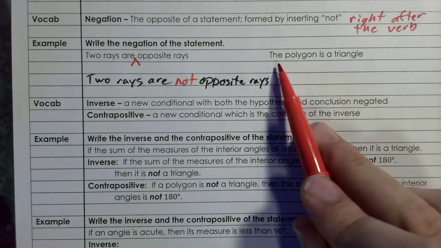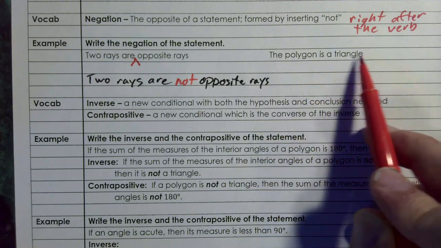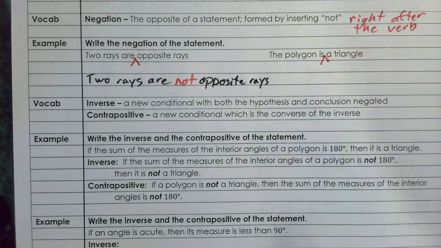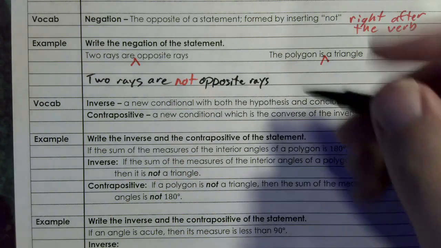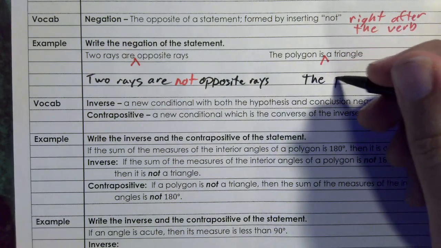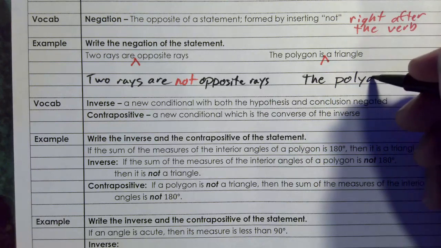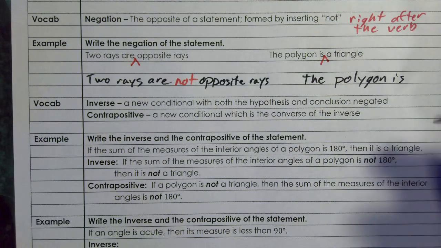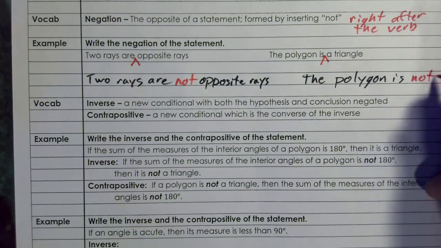If we've got this phrase, the polygon is a triangle, here is our verb right there, is. And then right after the is is where we want to put that not. So we could say the polygon is not a triangle.